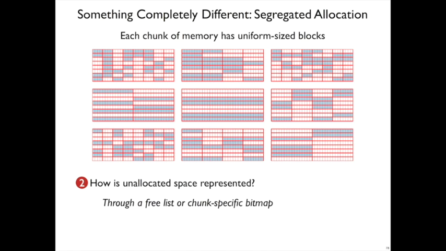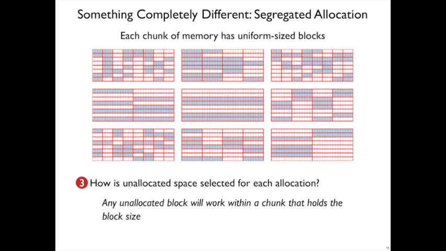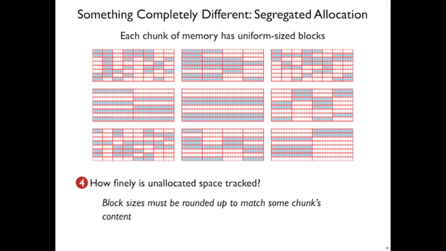How is unallocated space represented? Like I mentioned, you might have a chunk-specific bitmap at the front instead of strewing bits all throughout, intermingled with the payload. How is unallocated space selected? You could still have a free list with a pointer at the start of the chunk, or you could use that bitmap and just search the bitmap.